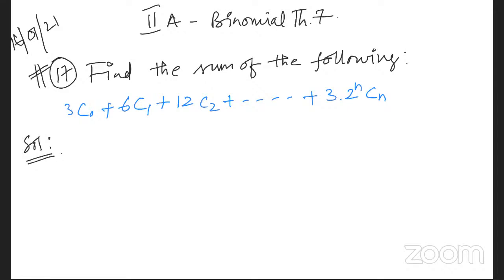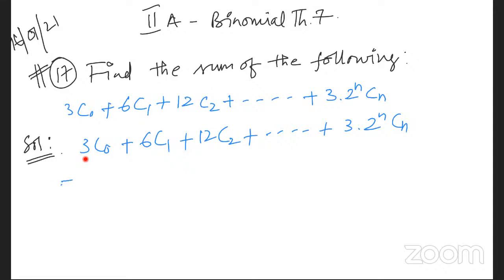Consider LHS, or we have to find the sum of this one. So we don't need to prove this one. So we'll consider this expansion. If you look at this one, we'll write this again. 3C0 plus 6C1 plus 12C2 plus so on plus 3 into 2 to the power of n Cn. So what is common throughout? The common term is 3. Let us take 3 in common.